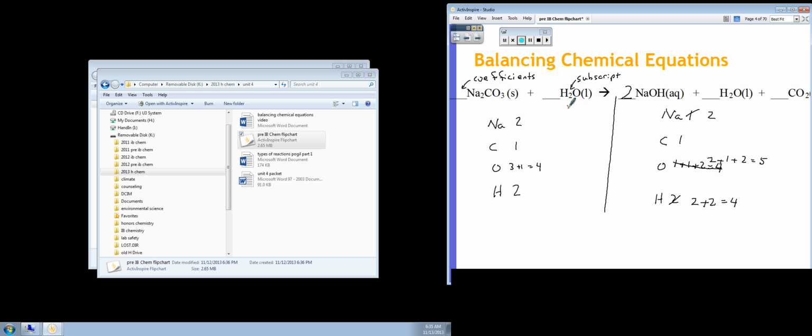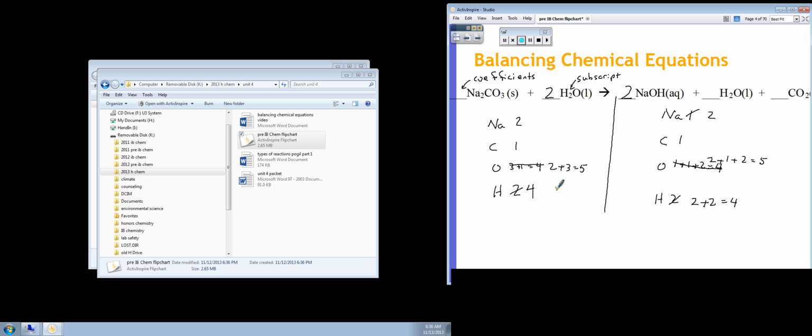We want to get 4 for hydrogen, and we have 2. If we put a 2 out in front, 2 times 2 is 4, and that will balance our hydrogen count. This also will change the number of oxygens we have. We have 2 times 1 plus 3 here. We have 5 oxygens. Now sodium, carbon, oxygen, and hydrogen are all the same.